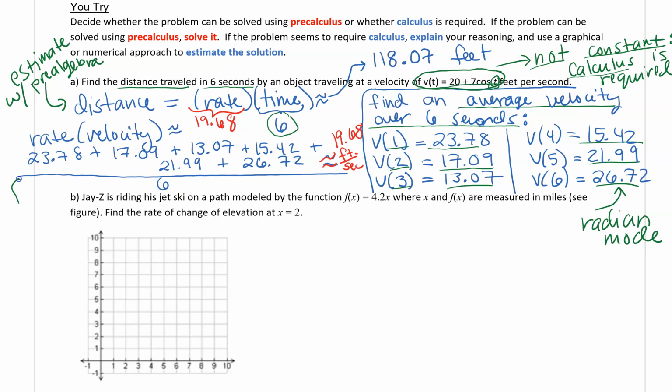So I'm using a basic average value formula. This is very basic, so I'm just getting an estimate, right? This is not going to give us the exact velocity, but it'll give me an estimate of, on average, what the velocity of this object was over this 6-second period. And then I do my rate times time. The units were feet per second, and then the time was seconds, and they cancel, so I end up with feet. My answer, sorry, my estimate, is all the way over here. So it approximately traveled about 118 feet over this 6-second period. I'd need calculus to figure out exactly, but this is my estimate.